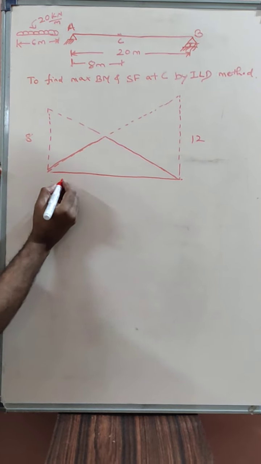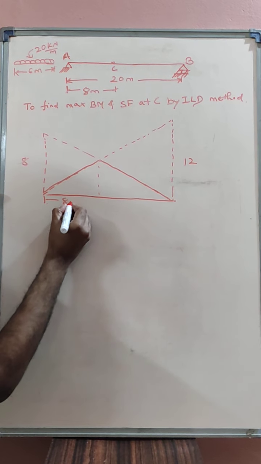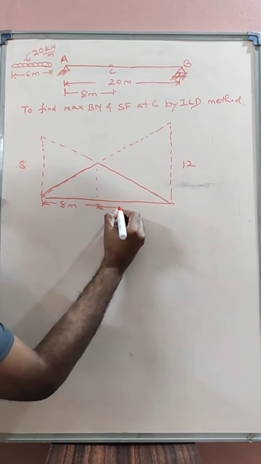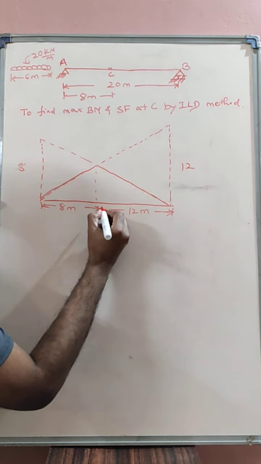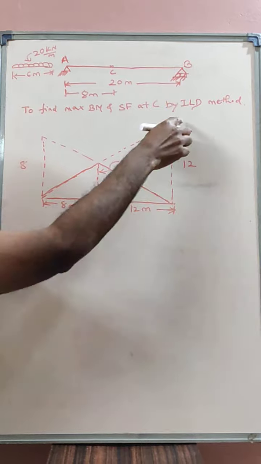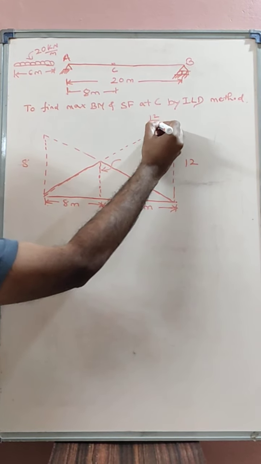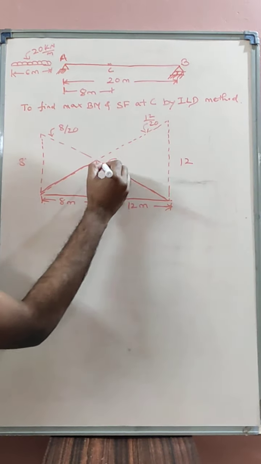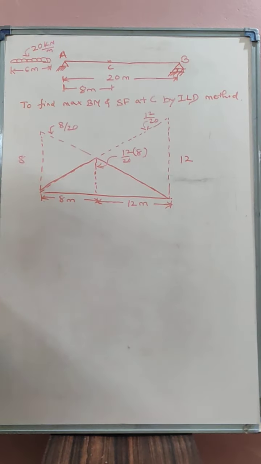You can see this is 8 meters and this is 12 meters. This is very simple. This ordinate we know already, we have done it. Slope of this line is how much? 12 by 20. Slope of this line is 8 by 20. So this is 12 by 20 into 8, or 8 by 20 into 12.